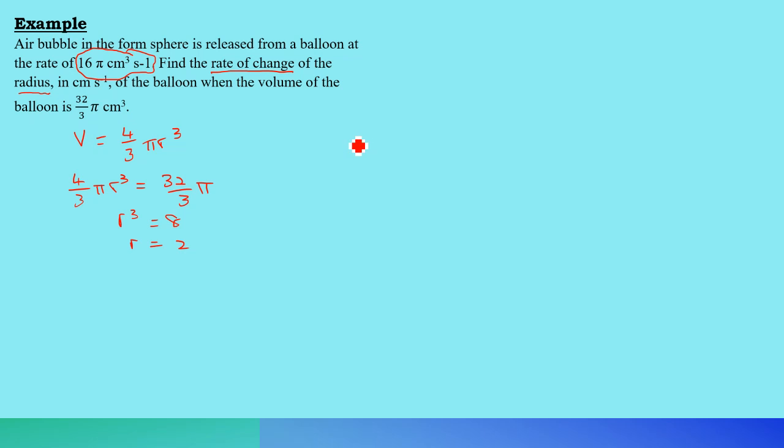After you have found your radius, now we can use the formula for rate of changes. What is the formula for rate of changes? Since v is a function of r, and dv dt is given, it will be dv dt equals dv dr times dr dt. So this is how we find the connection. We differentiate with respect to r, we get 4 pi r squared, and dr dt is what we want to find. What dv dt is, is already given to you.